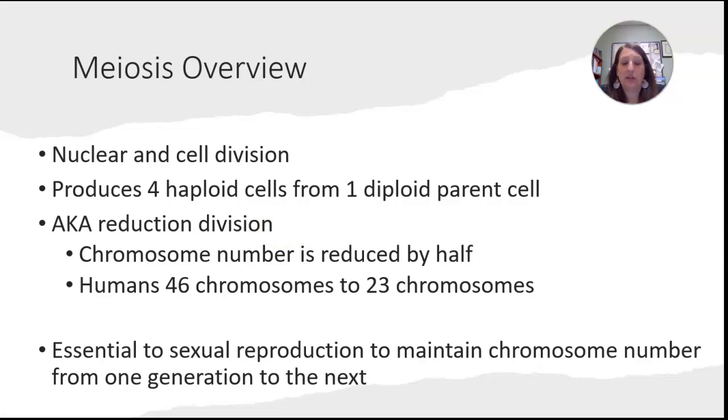Meiosis is also known as reduction division, and that's because we reduce the number of chromosomes in the cell by half. So if we're talking about humans, the human parent cell would start off with 46 chromosomes, and after 2 rounds of meiosis, or two division events, we end up with 4 cells that each have 23 chromosomes. This reduction in chromosome number is essential to maintaining chromosome number from one generation to the next. If this didn't happen, then chromosome number could double from one generation to the next, which can't happen.